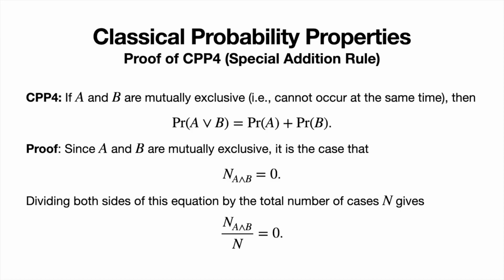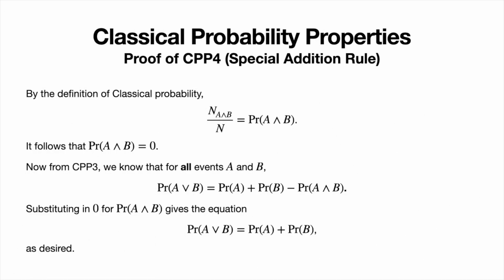If we divide both sides of this equation by the total number of cases, N, we get N sub A and B over N being equal to 0. By the definition of classical probability, the ratio N sub A and B over N is the probability of A and B. And so it follows that the probability of A and B is equal to 0.